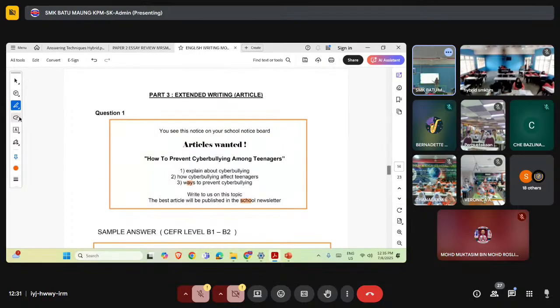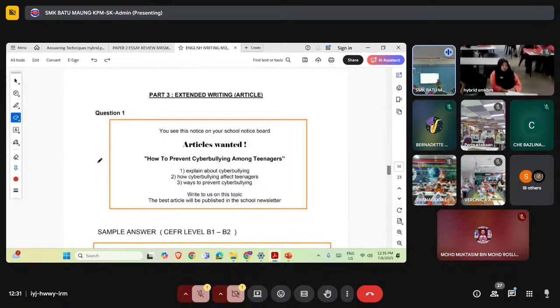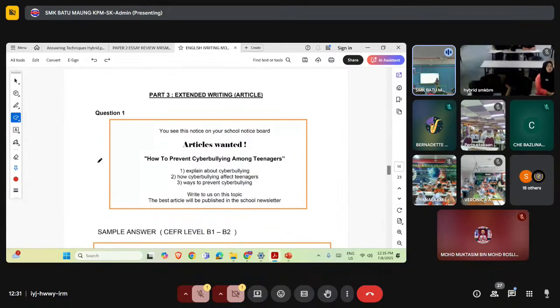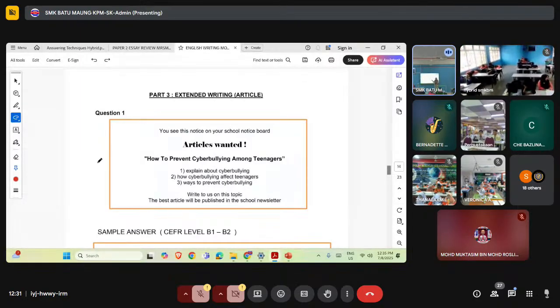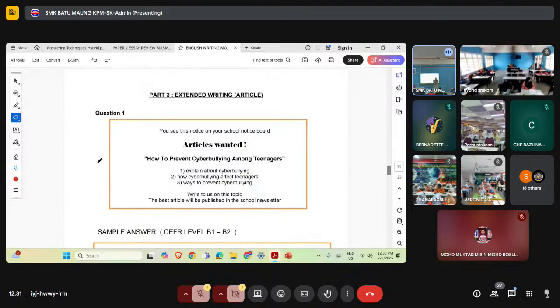format. Should it be formal or informal? Articles. Should it be formal or informal? It should be formal. Okay? That's why abbreviation or contraction is not allowed here. Okay. What else? Organization. How many paragraphs? 4 to 5. 3 to 5. Okay. How many number of words do you have to write?